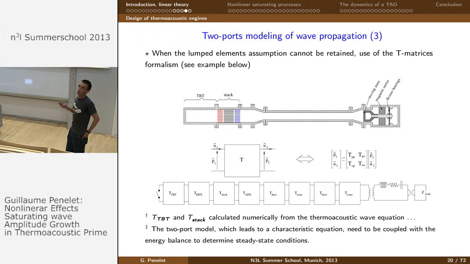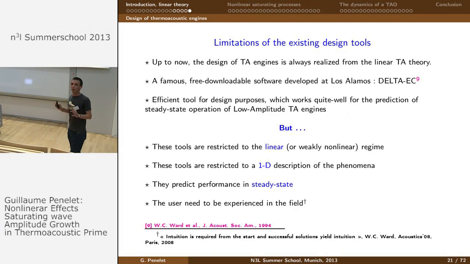Now, if we cannot make the lumped elements assumption, we simply use the transfer matrix formalism, which describes the pressure and the volume velocity at the output of a piece of the duct from the pressure and the volume velocity at the input. Okay, so we obtain such an electroacoustic analogy from which we get the working frequency and the thermoacoustic amplification rate. Okay, so this is for the linear theory.